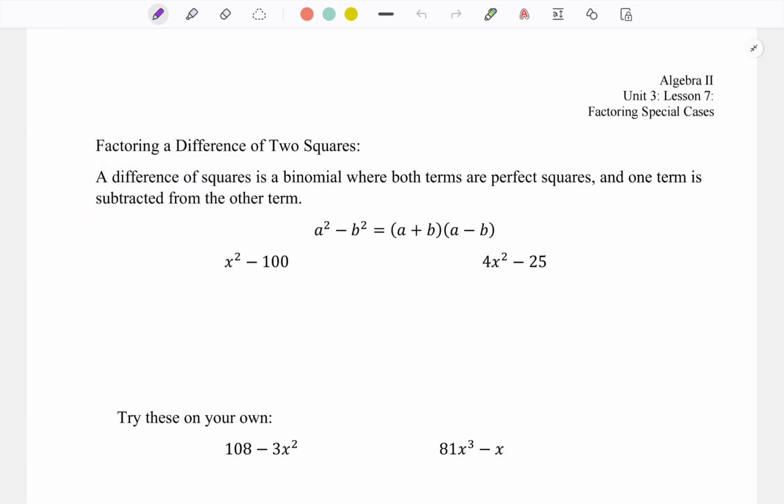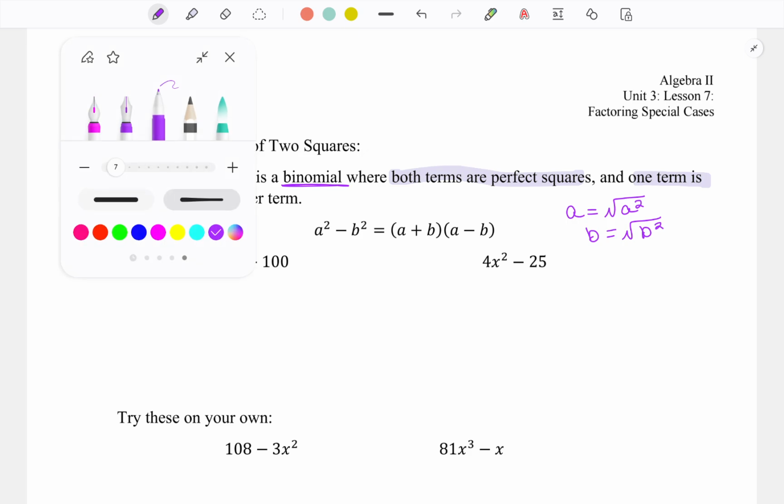Whenever you have a difference of squares, you actually will have two terms because it is a binomial where both terms are perfect squares. Okay? And one term is subtracted from the other term. So we have a pattern that this follows for factoring. If you have a squared minus b squared, which is your difference of squares, then that is going to factor into a plus b and a minus b. So a is going to equal the square root of a squared, obviously, and b is going to equal the square root of b squared.